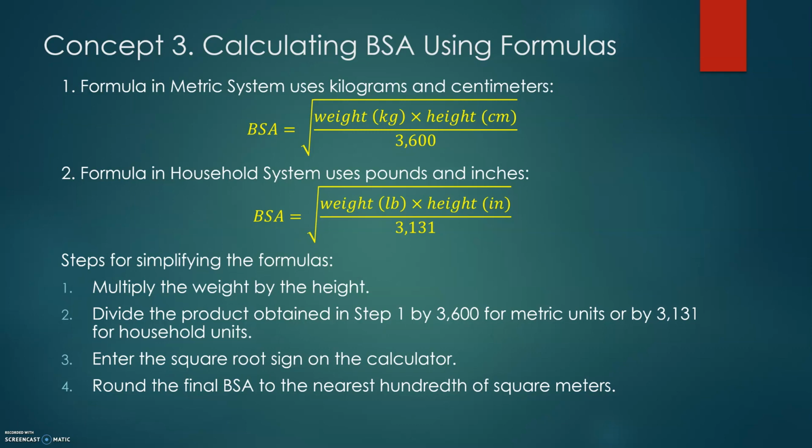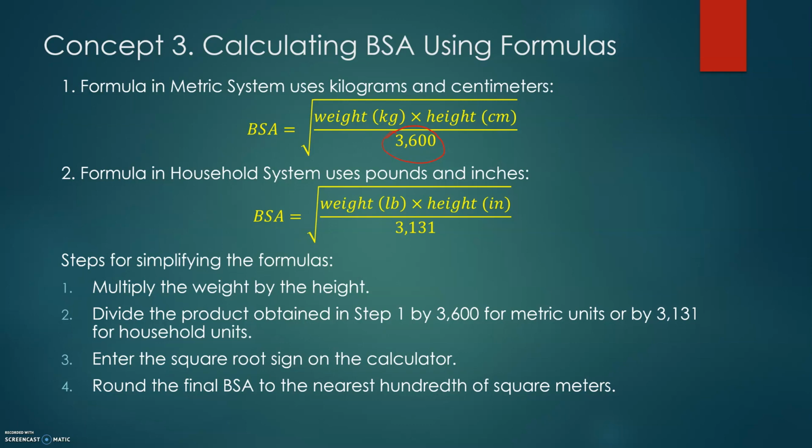In this concept number 3, we will calculate also body surface area using formulas. There are two major formulas to calculate them. One formula is related to the metric system, so again you don't need to make any conversions, and it uses kilograms and centimeters. So the structure of the formula is pretty much the same. So for body surface area, in kilograms and centimeters, we need to enter the weight in kilograms, height in centimeters, and divide by the specific calculated factor 3600, and then extract the square root.